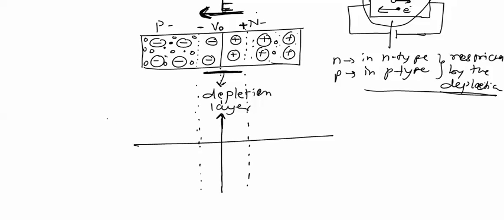Now we will plot charge density in the depletion layer. On the P side there are negative ions, so charges will be negative, and on the N side there are positive ions, so charges will be positive, and charge density will be like this. On N side there is positive charge density and on P side there is negative charge density.